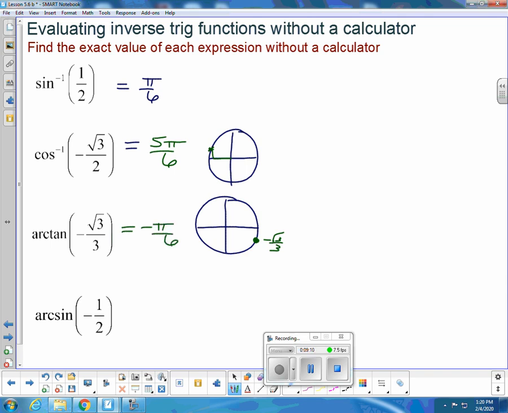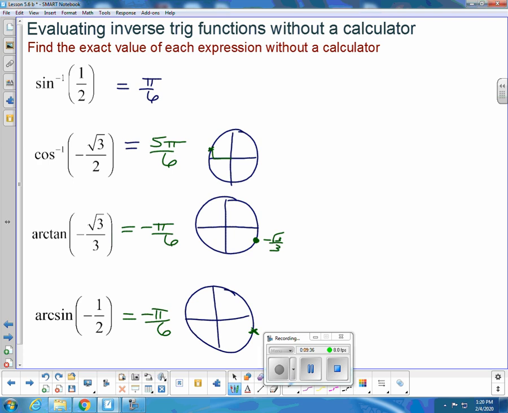Arc sine of negative 1/2. So sine is negative 1/2. Oh, we're in the same angle. What is that again? Negative pi over 6. Is that just cosine? No, it means sine inverse. Oh, sine. Okay. Arc is the same thing as inverse.